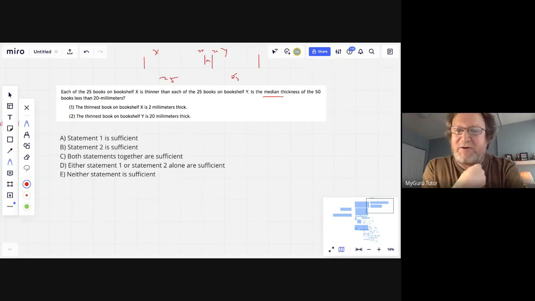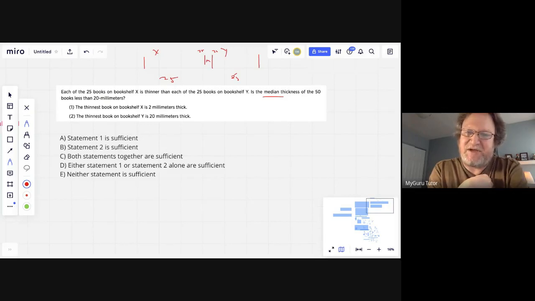Okay, so now we're trying to figure out, what else do we know? Well, everything on shelf X is thinner, right? So all the X books are thinner than Y. We don't have anything that's equal. We don't have anything that's greater, okay? So what do we know?